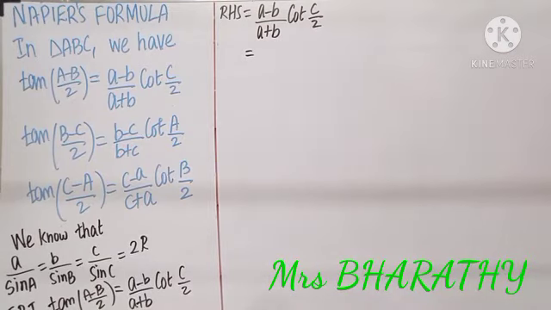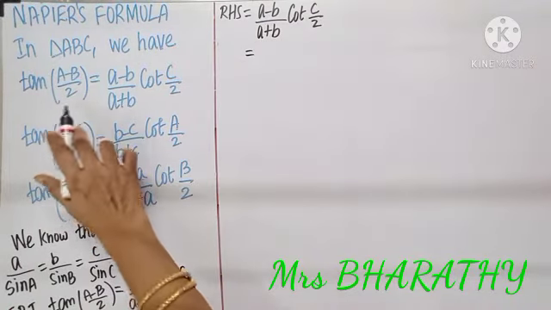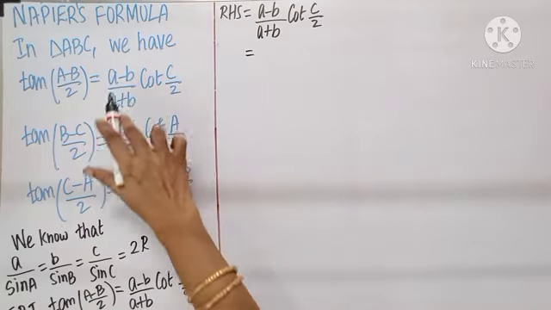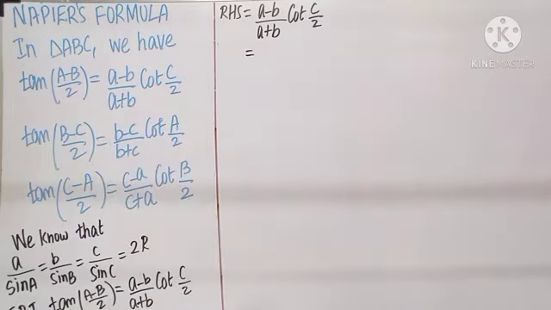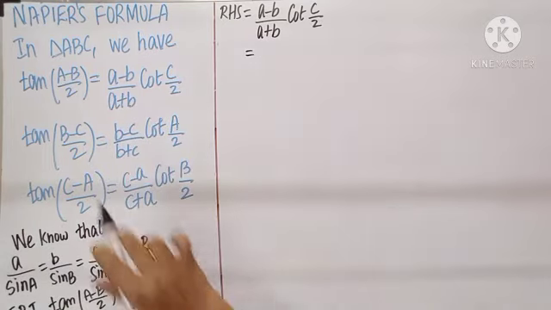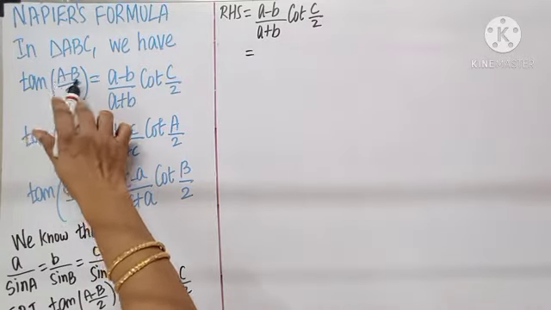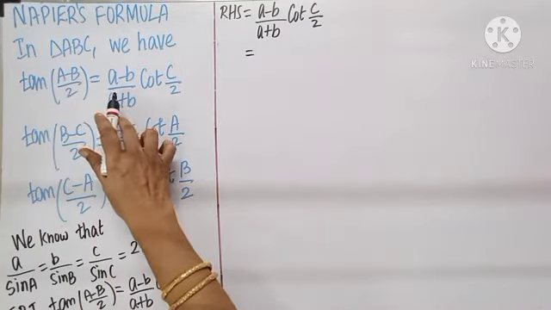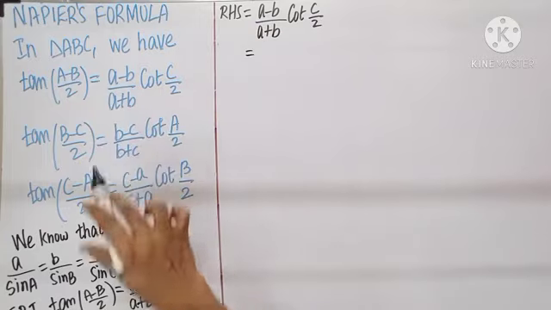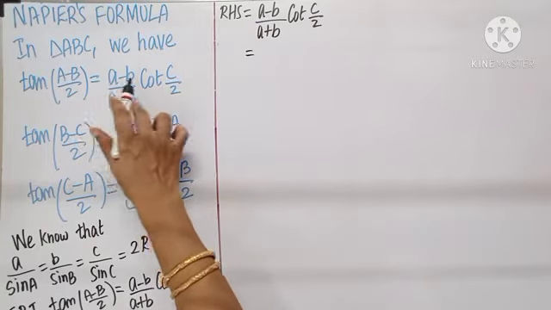Napier's formula. One of the most important questions which we use in the majority of application problems. In a triangle ABC, we have tan (A minus B)/2 equals (a minus b)/(a plus b) cot C/2. Notice here I have capital A, B, while the RHS is a combination of small a, b, that is the sides.